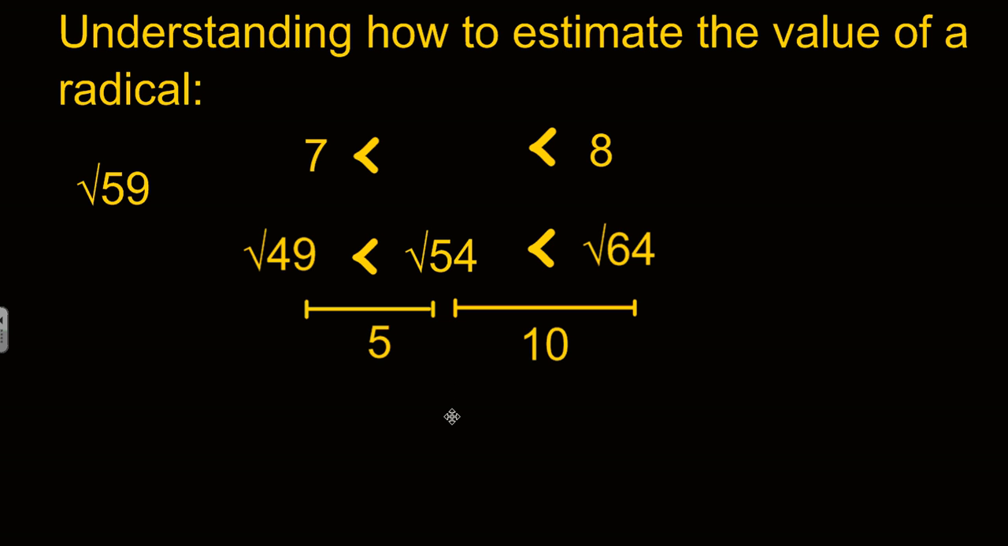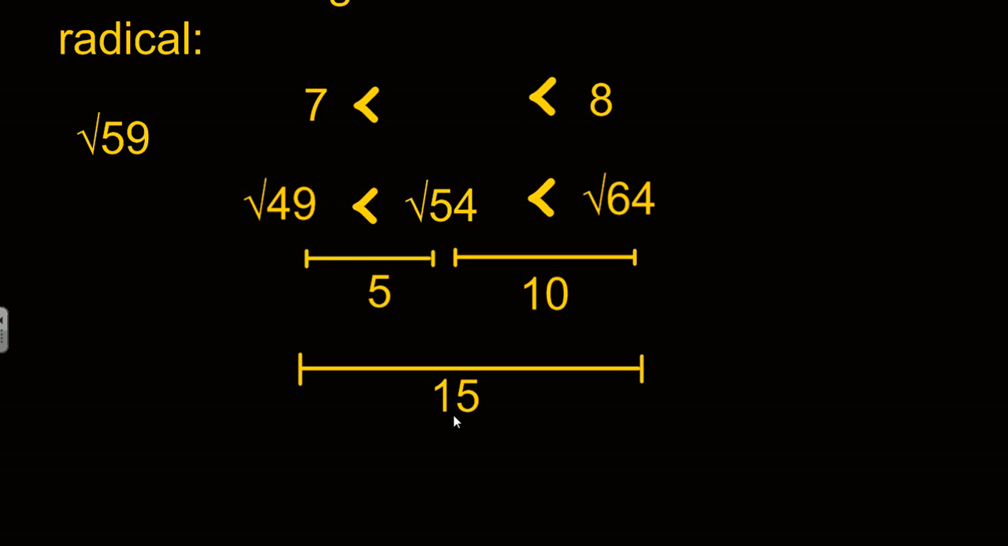Now, that is actually a total distance of 15 units. If I rewrite this, and I'm thinking about those distances, how far they are apart, the 5 over 15 tells me how far from 7 to get to 54. And this simplifies to a fraction of 1/3. And that is equal to 0.3 repeating.